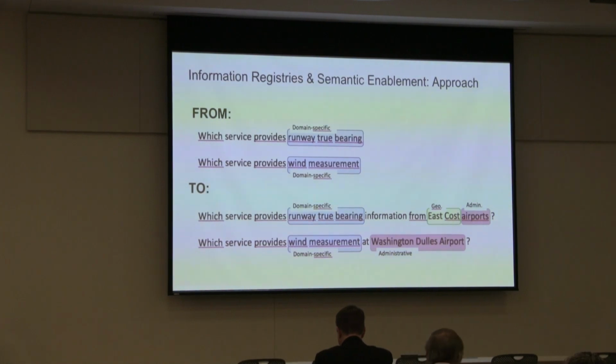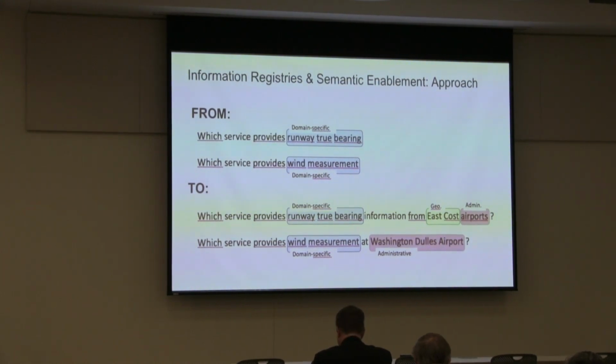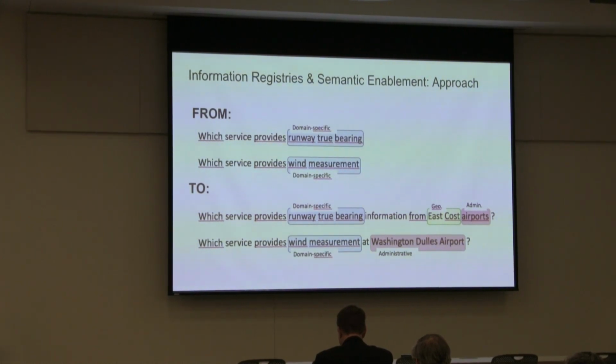So we used metadata-level semantic enablement to better support the discovery of what was available in the registry. Before, we had, for example, information about which service provider runs with TrueBurn, and now it is easy to query which services provide runway information from East Coast airports. We were able to annotate those registries better, so we can do more complicated queries, for example including the geo location of features.